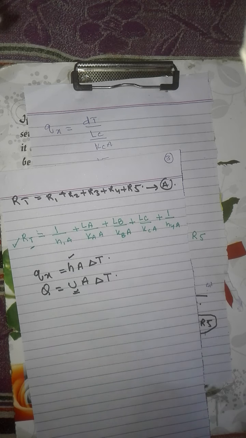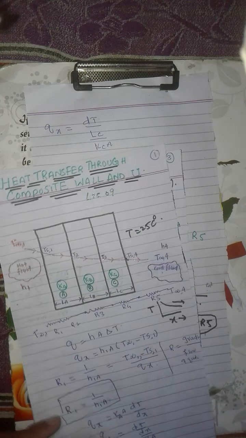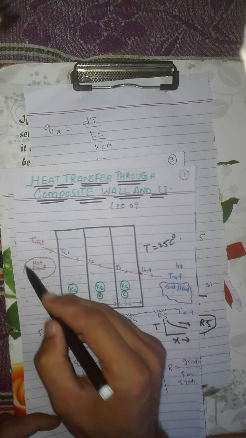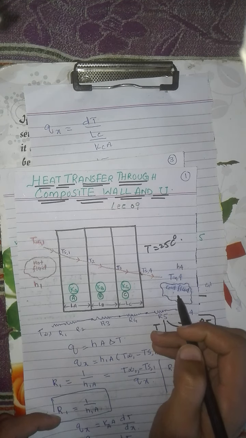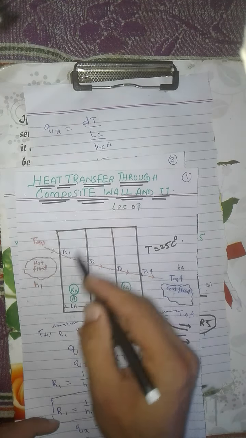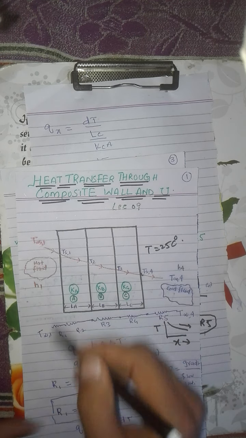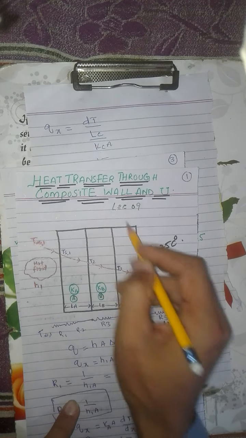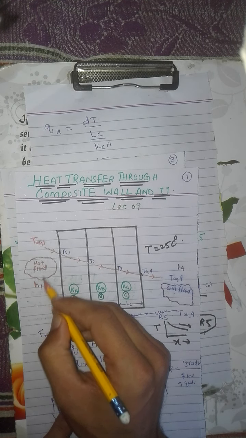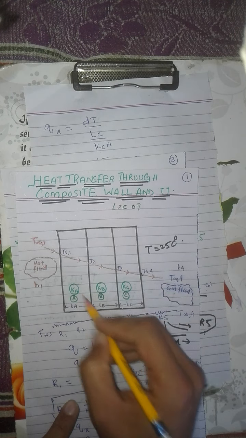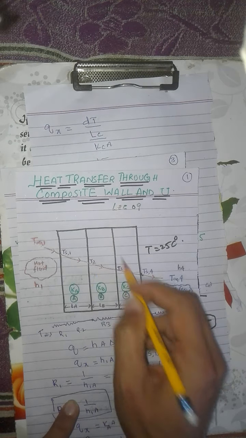Now for the overall heat transfer coefficient, if someone is interested to find the heat transfer from this fluid to this cold fluid, ignoring this area, and if we are interested to find the overall heat transfer through this wall, we will consider only T infinity 1 and T infinity 4, and we will ignore this wall.